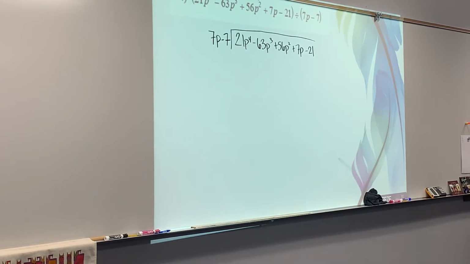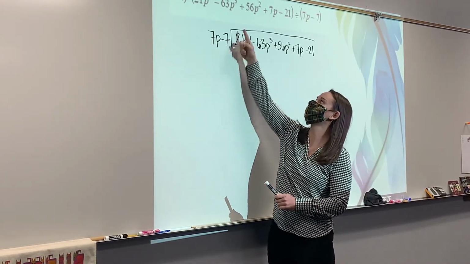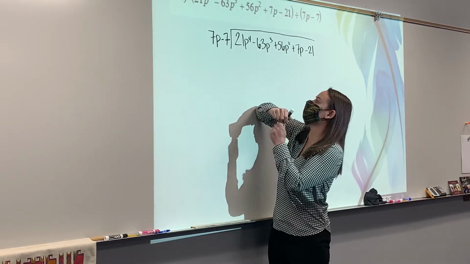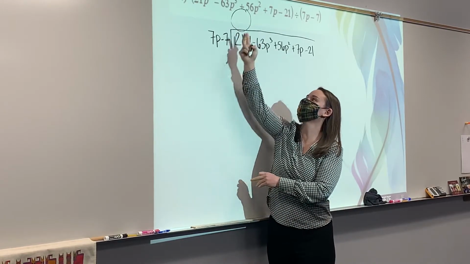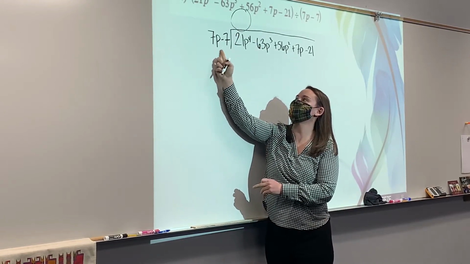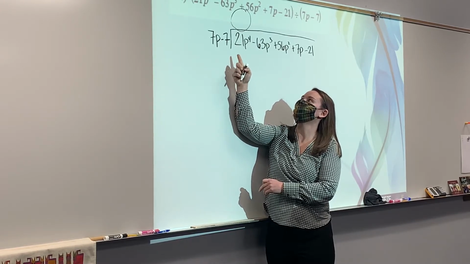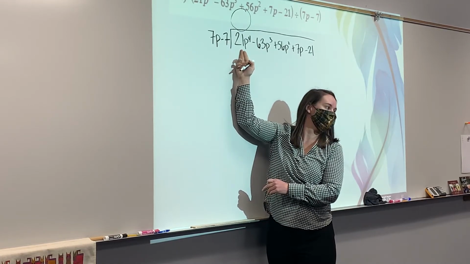Now we only focus on saying 7p times what gives me 21p to the 4th. I put a little open circle here and I said this thing times 7p has to give me 21p to the 4th. So what number times 7 gives me 21? Just 3.